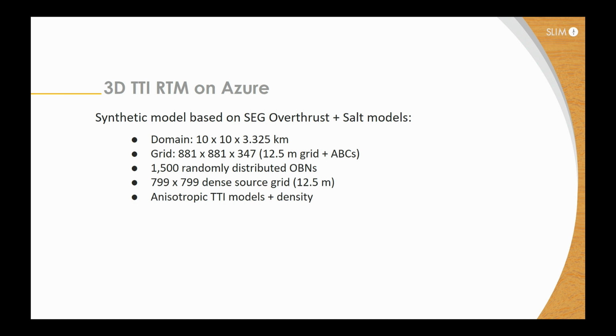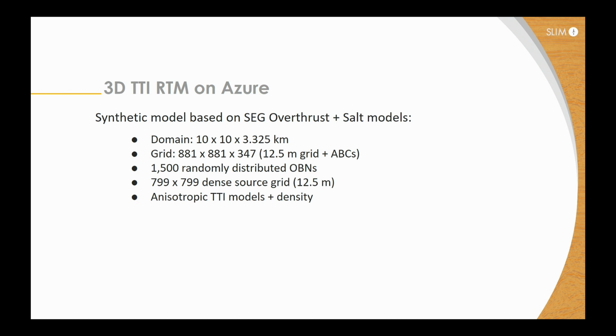So now I want to talk about this 3D imaging example that we did with Azure. After we ported our technology, they said, we want to run an imaging example with you to see if we can scale it up. So we have a model here that's 10 by 10 kilometers, 800 by 800 by 350 grid points. That's roughly, I guess, 280 million grid points.